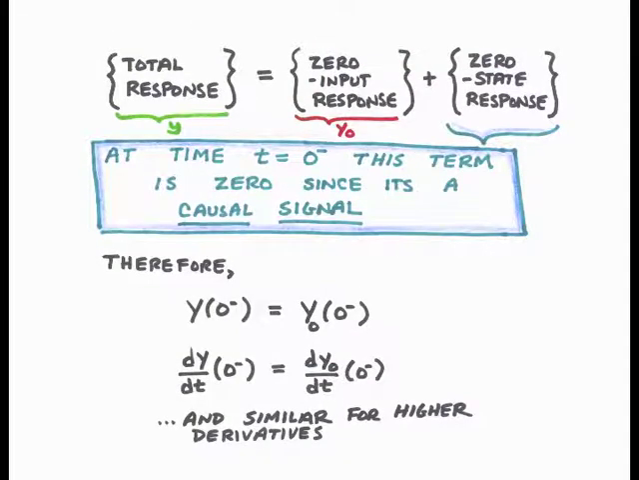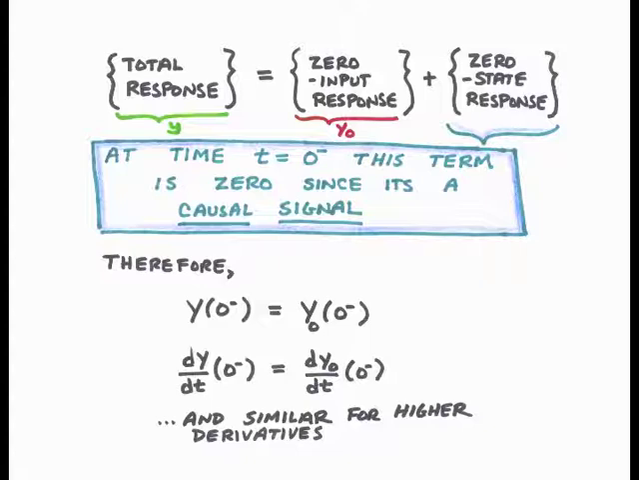What is the output y at time 0 minus? Well, let's recall what y is. Y is the total response. It's the sum of the zero input response, which we label y0, which is the response to the initial conditions, and the zero state response, which is the response to the input.